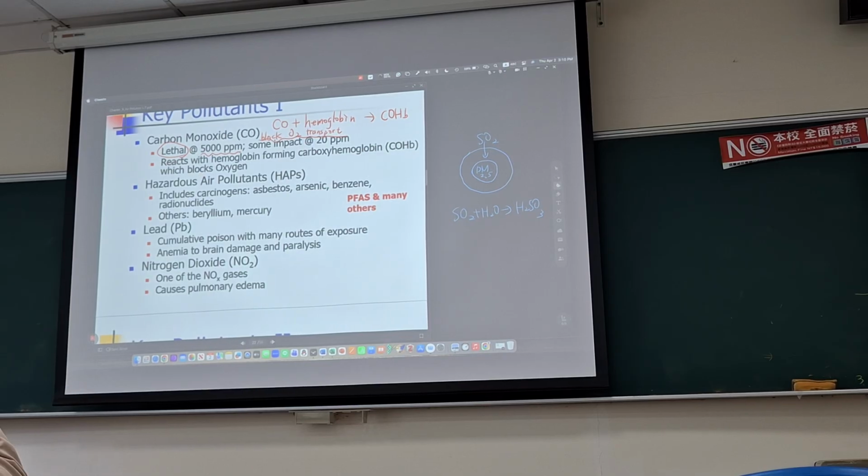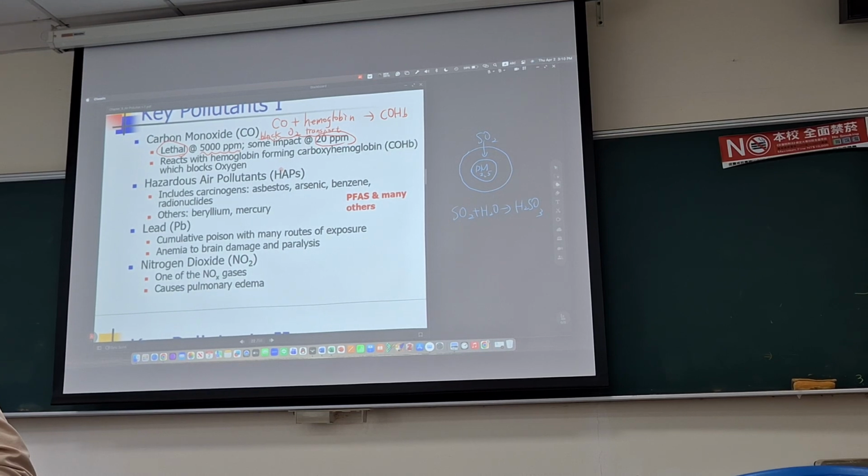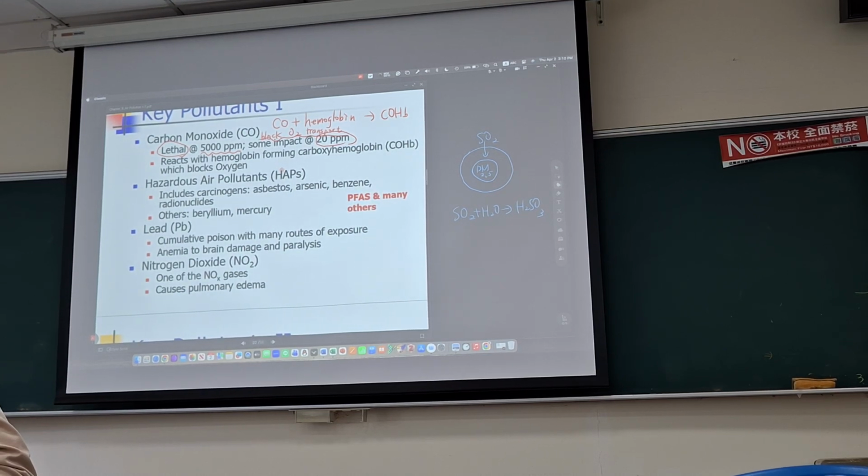Okay, and it will cause some impacts even at low concentrations. At 20 ppm of carbon monoxide, it's still dangerous. You will feel faint.